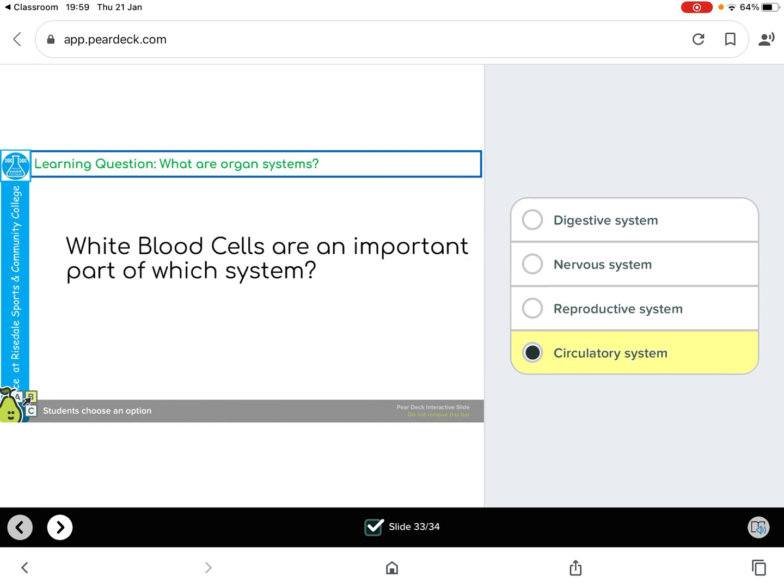And white blood cells are an important part of which system? So the answer out of all these choices would be the circulatory system. However, I would argue, if there was the choice, that it would be part of the immune system based on the job of the white blood cells.